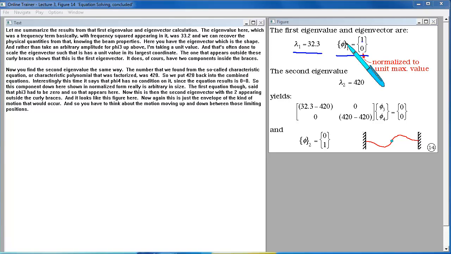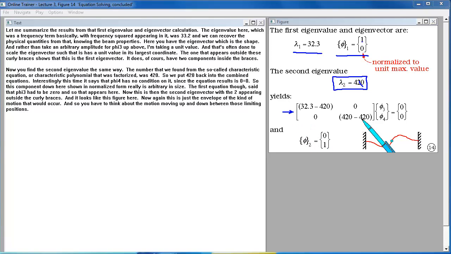The one that appears outside these curly braces shows that this is the first eigenvector. It does, of course, have two components inside the braces. Now you find the second eigenvalue the same way. The number that we found from the so-called characteristic equation or characteristic polynomial that was factorized was 420. So we put 420 back into the combined equations.